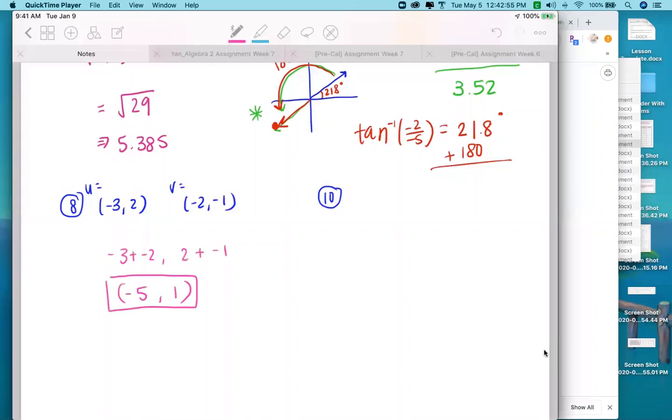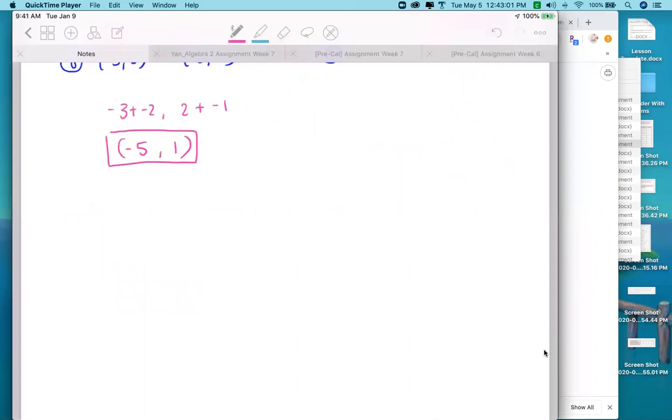Wait, Ms. Yan, to draw it, we just use the points to make the triangle? Yeah. Okay. So it should always look like a triangle.